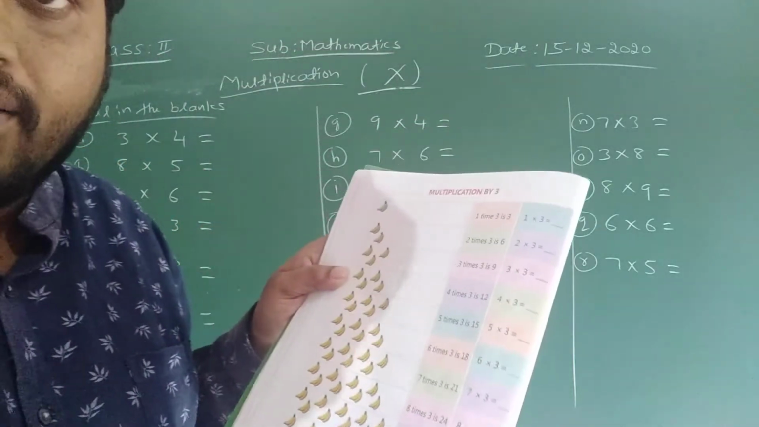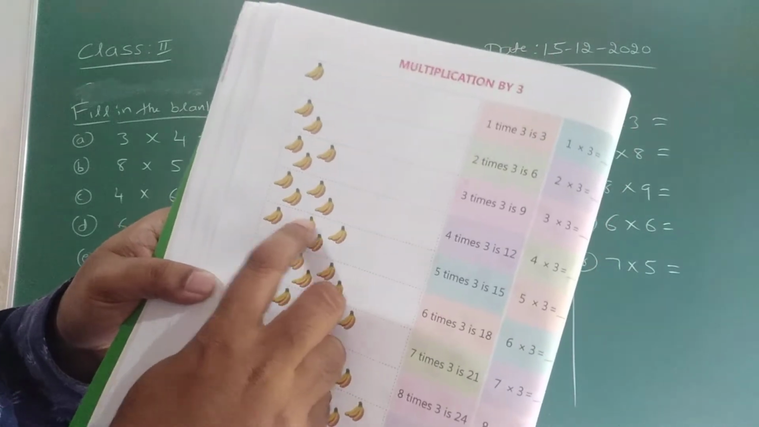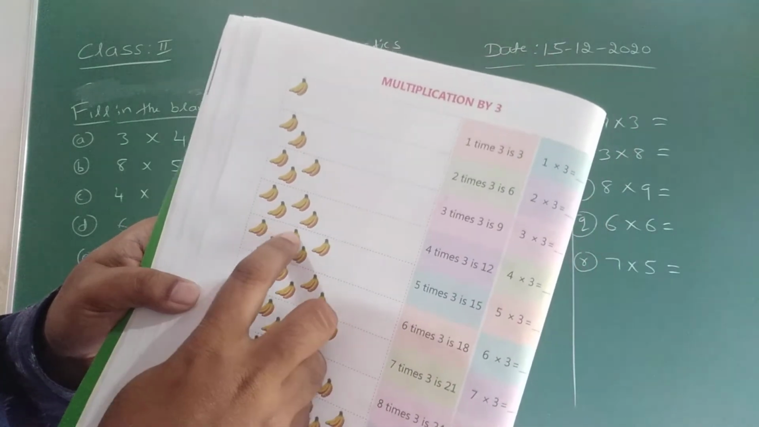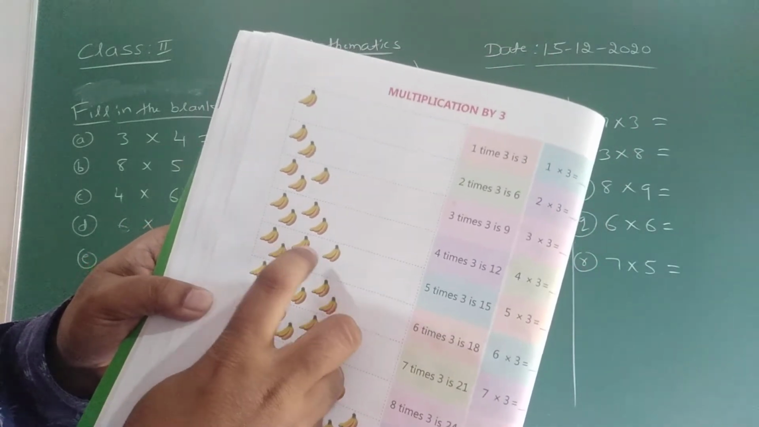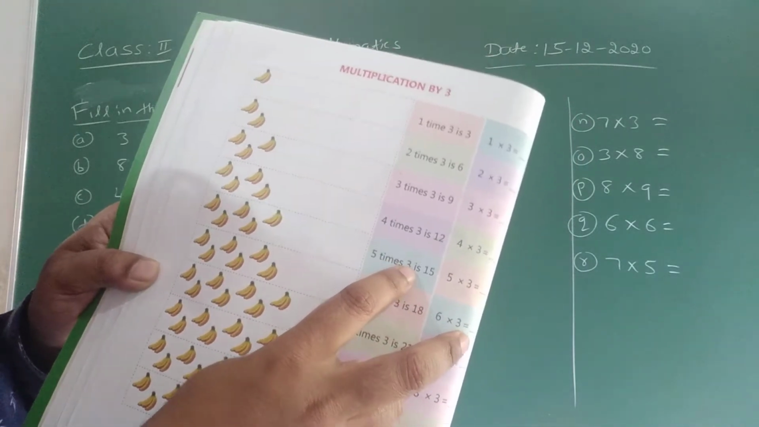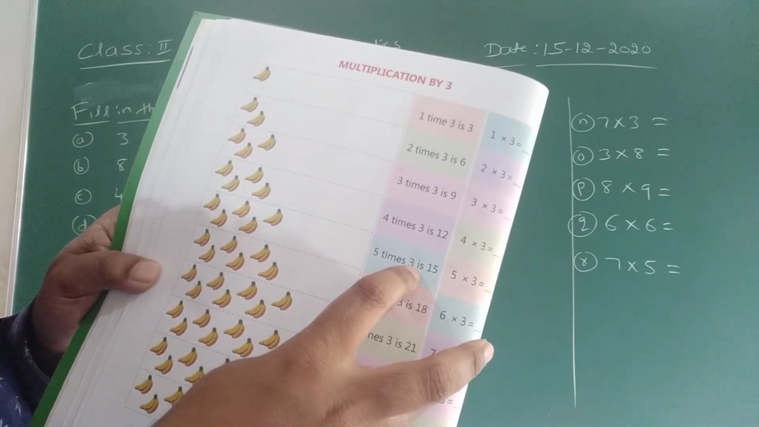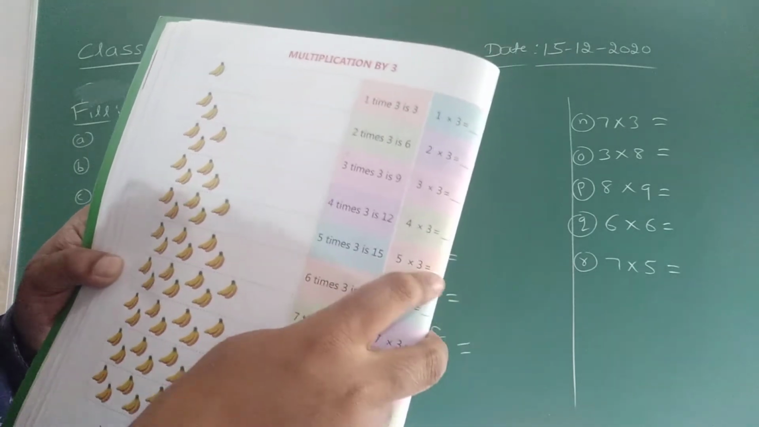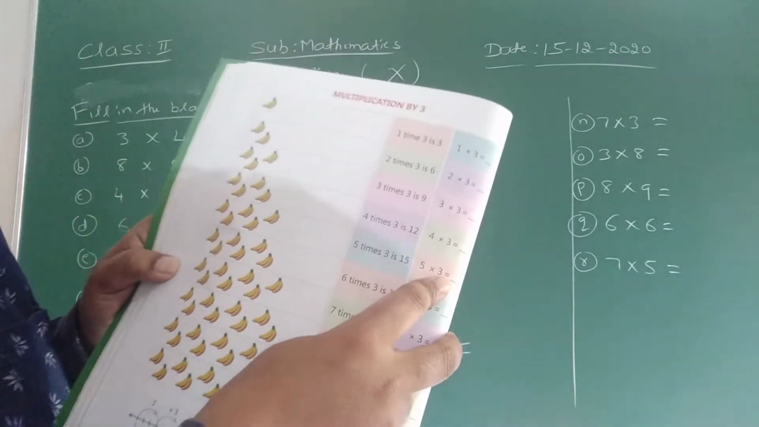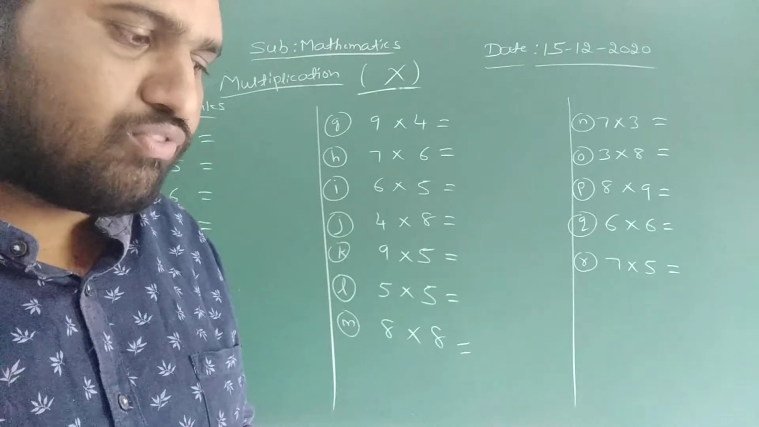Have you understood? Okay, similarly see this example. Here how many times banana is there? 1 times, 2 times, 3 times, 4 times, 5 times. Therefore 5 times banana. 5 times 3. Why 3? Because 3 bananas are there. Therefore it can be written as 5 into 3. The answer of 5 into 3? 15. You have to write here 15.